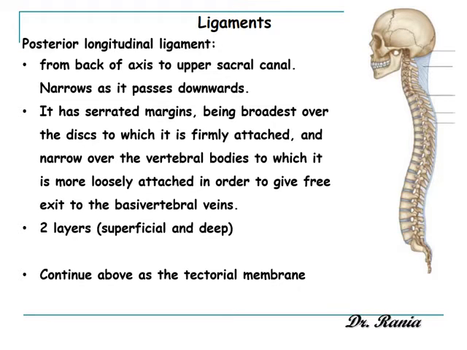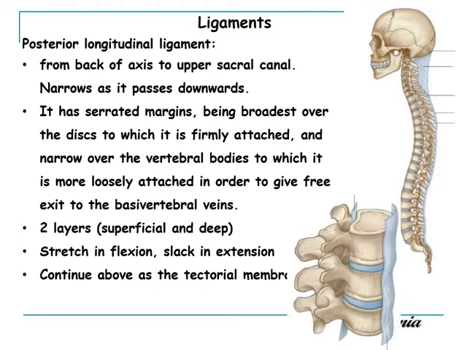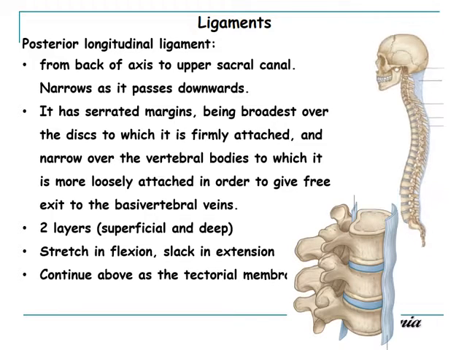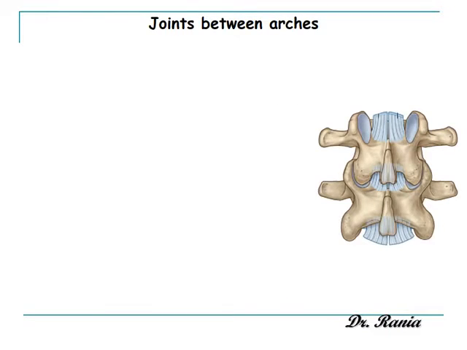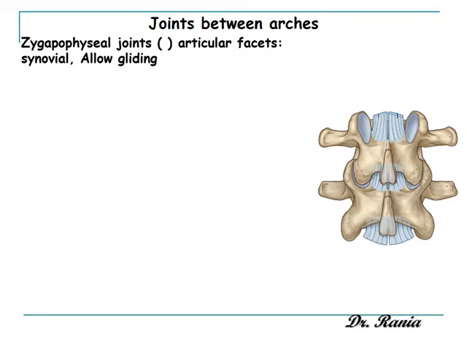It consists also of two layers, a superficial layer and a deep layer. It is stretched in flexion and slack in extension. Its continuation upward, starting from the base of the axis till the skull, is called the membrana tectoria. We have mentioned before that the joints between the superior articular facet of one vertebra and the inferior articular facet of the vertebra above are plain synovial joints that allow gliding. They are called the zygapophyseal joints.